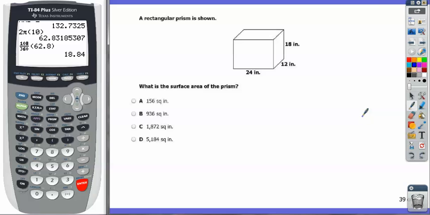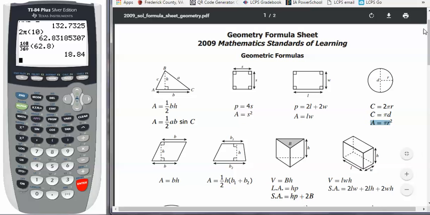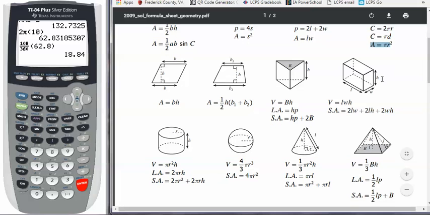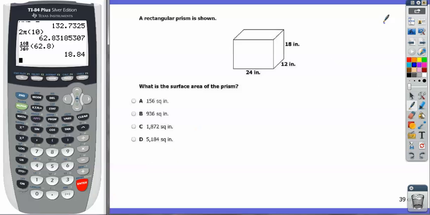A rectangular prism is shown. What is the surface area of the rectangular prism? If I look at my formula sheet, my rectangular prism is here. Surface area is 2LW plus 2LH plus 2WH. So let me go ahead and write that down. Surface area is 2LW plus 2LH plus 2WH.